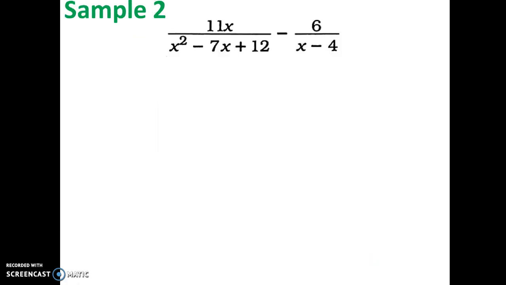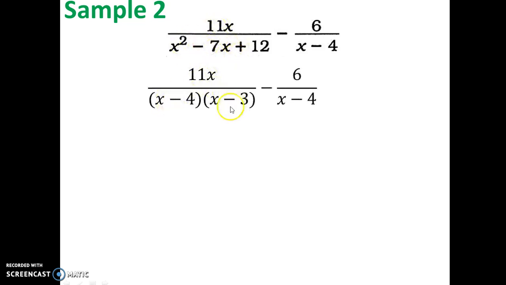Next one, next example. Let's do this one together. So here we have this fraction minus this fraction. Again, denominators are not the same. However, I do see this quadratic here that can be factored. So again, anytime factoring is possible, try it. So this part factors into this. Two numbers that multiply to make 12 are 4 and 3, but this is a negative 7. So negative 4 times negative 3, and then that's our factored form.